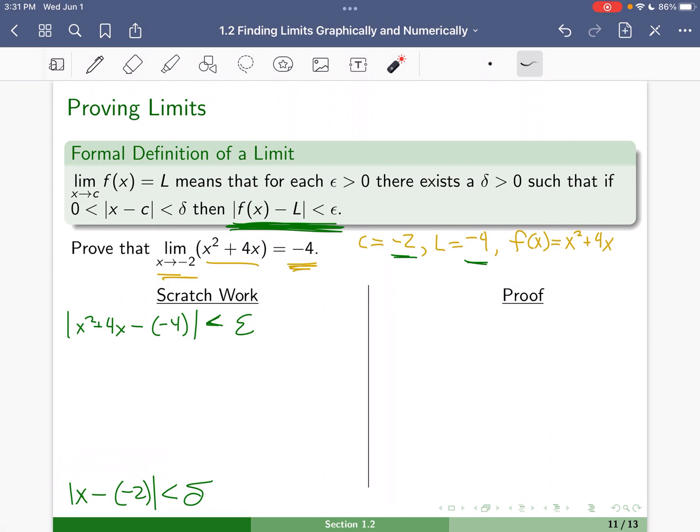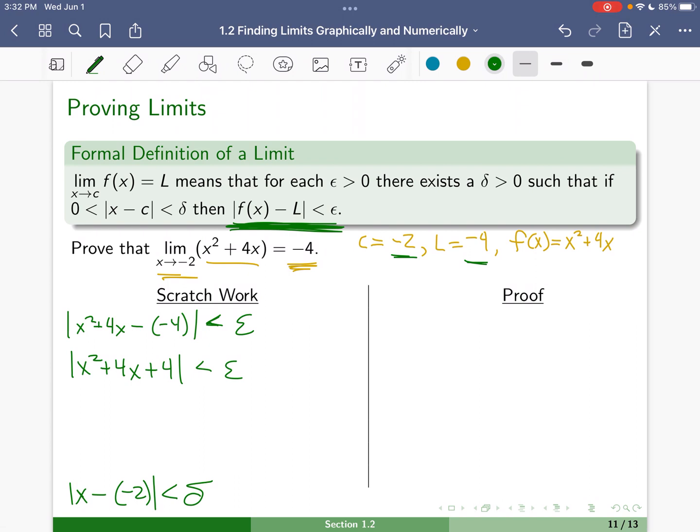Now, I don't want to see any values of x on the right-hand side, so I'm not going to move an x over here to the right-hand side. I would like it to be just something in terms of epsilon and numbers, functions of epsilon. All right, so let's go through. So this, we're going to just do some algebra. The absolute value of x squared plus 4x plus 4 is less than epsilon.